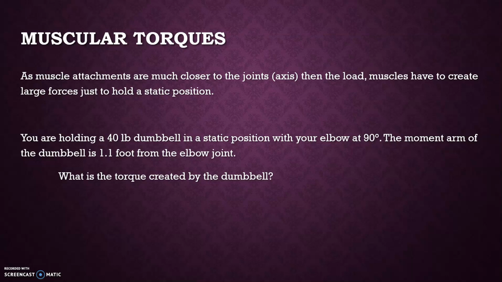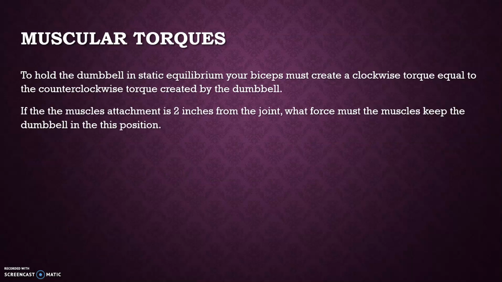As a muscle's attachment is much closer to the axis of the joint than the load is, the muscles have to create much larger forces in order to hold a static position. So if you're holding a 40-pound dumbbell in a static position with your elbow at 90 degrees, the moment arm of your dumbbell is about 1.1 feet from your elbow joint. So what is that torque going to be? Well, torque is force times distance, so 40 times 1.1, or 44 foot-pounds.